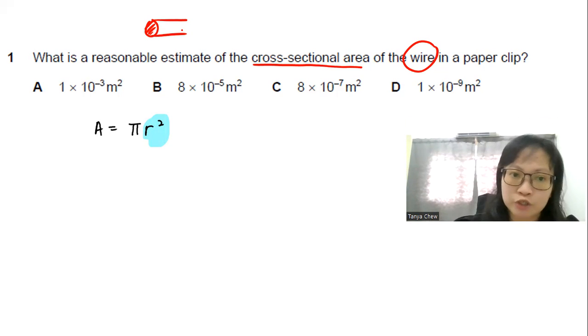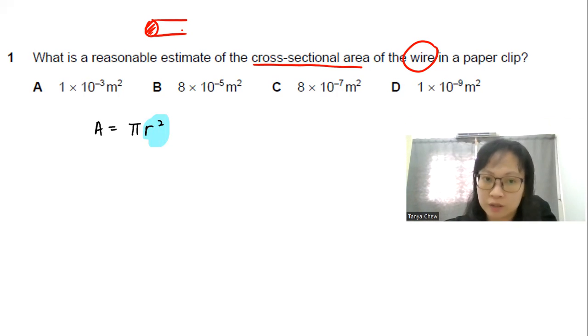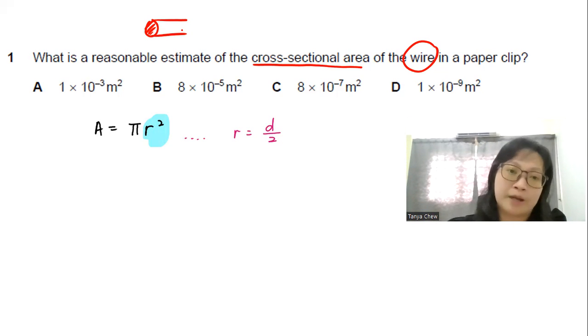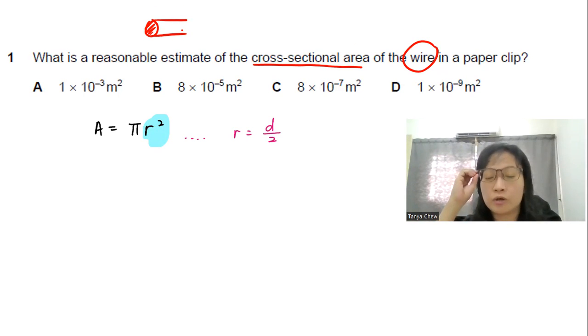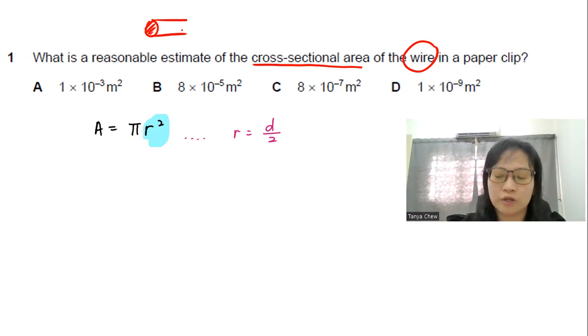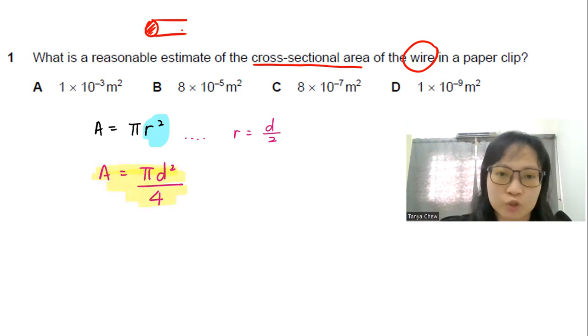But for your information, there is no apparatus that we can use in the lab to measure the radius of the wire. The only apparatus that we could use to measure is the diameter of the wire, and we could use a micrometer screw gauge to measure the diameter. So I have to link the radius to the diameter. Radius is equal to diameter over 2. Sub into the equation and you have pi d squared over 4, because d over 2, when you square it, you get d squared over 4.